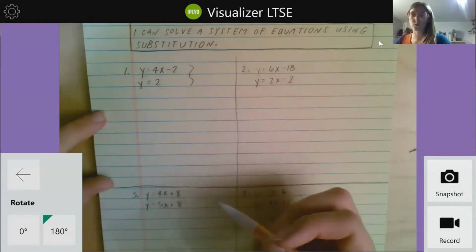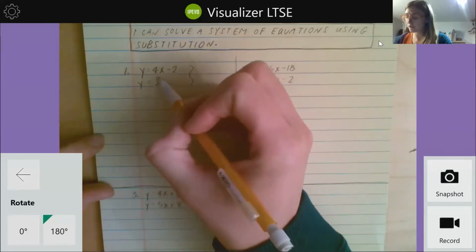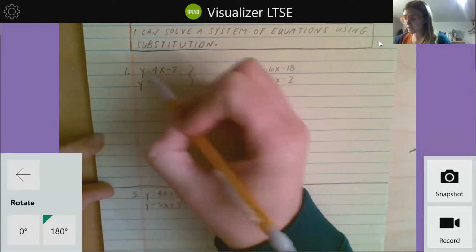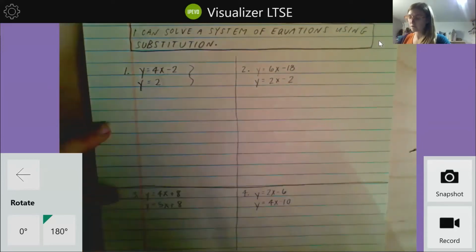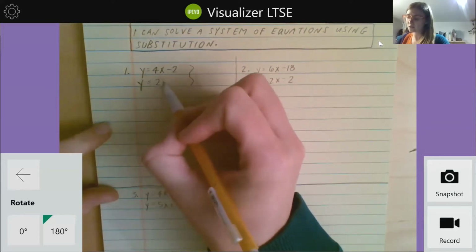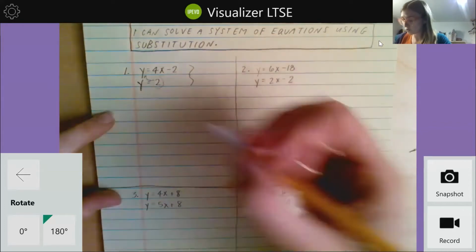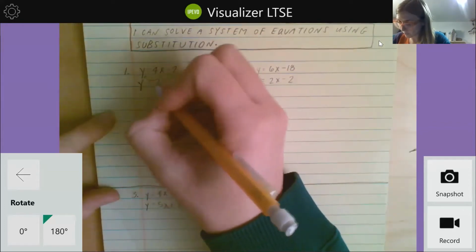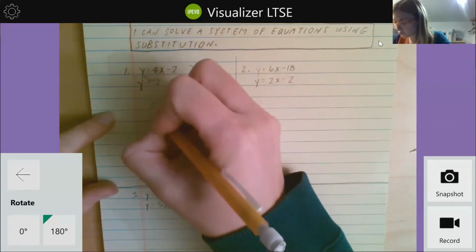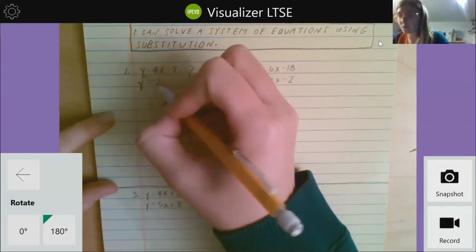So the first step is we want to plug in our value for one of the variables into the other equation. So this second equation tells us y equals 2. So I know I can just take that 2 and plug it in for y. I'll rewrite that first one. So instead of y equals 4x minus 2, I'm going to write 2 equals 4x minus 2, because y is equal to 2.